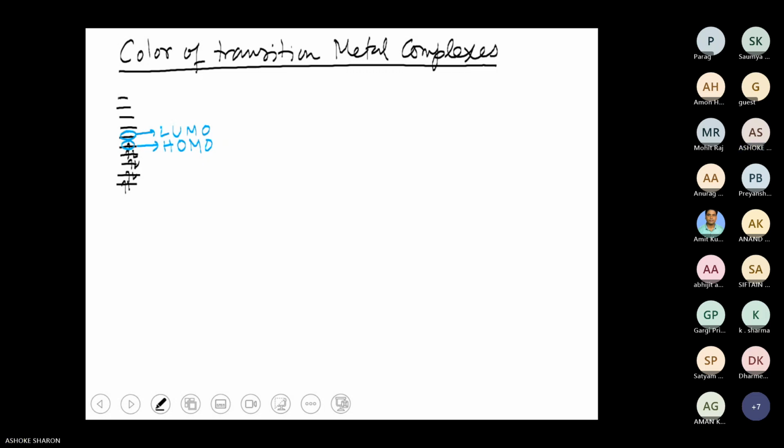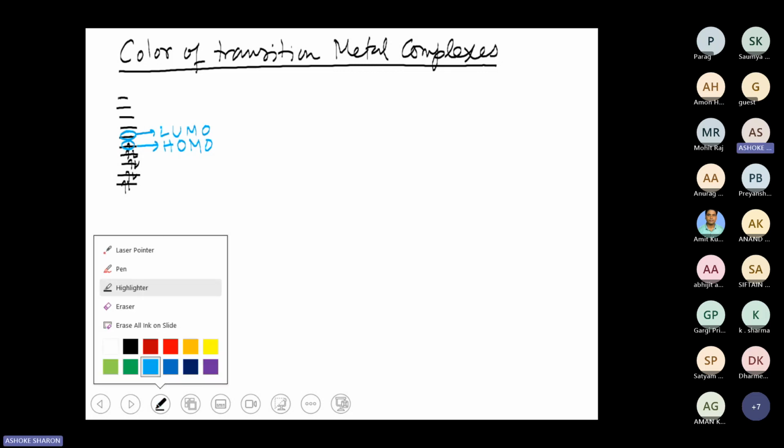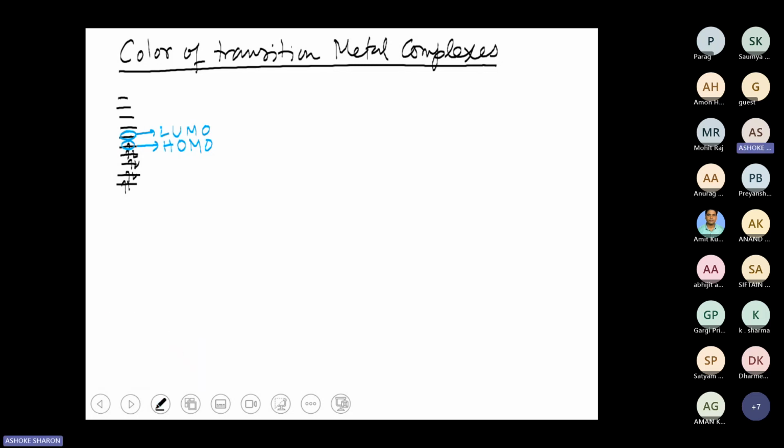So when some light falls over the HOMO, then an excitation of the electron takes place from HOMO to LUMO or to other higher levels. It is also possible that if higher energy light is absorbed by the inner orbital electrons, they can also be promoted to higher energy levels. So this kind of electronic transition takes place depending upon the energy of the light.